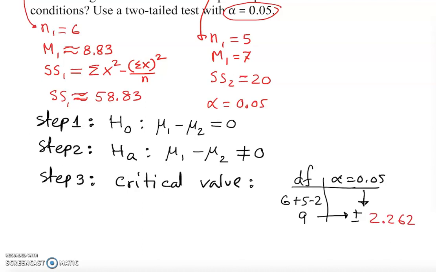2.262. So that's the critical value. Notice that is very important. This is going to be the critical value that will separate the rejection area from the non-rejection area. Now let's do step 4.